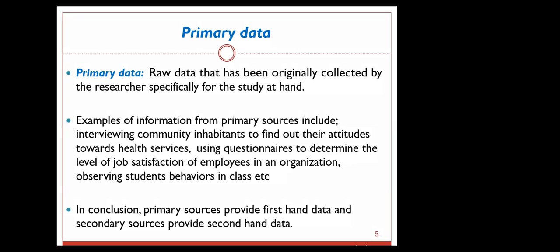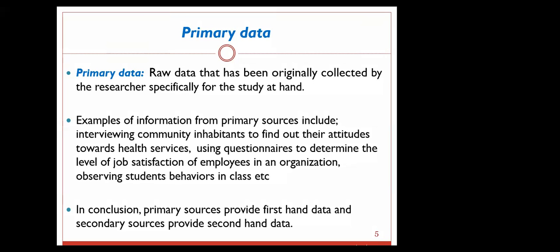So if, for example, you want to talk to parents about homeschooling, or you want to talk to students about the curriculum, those are now your primary sources of data. Questionnaires to determine the level of job satisfaction of employees in an organization, observing students' behavior while in class, all that now falls under primary data.